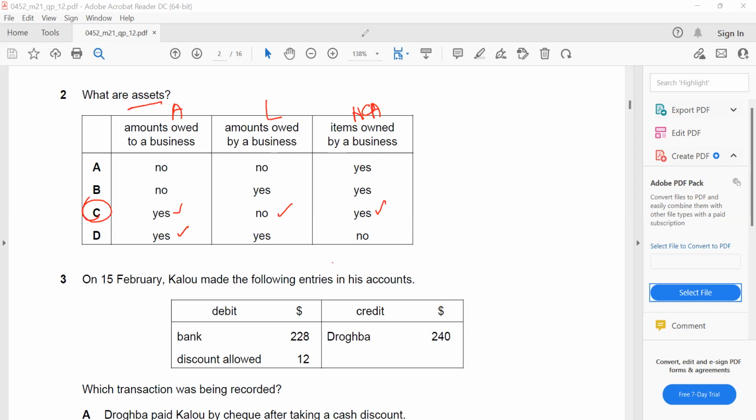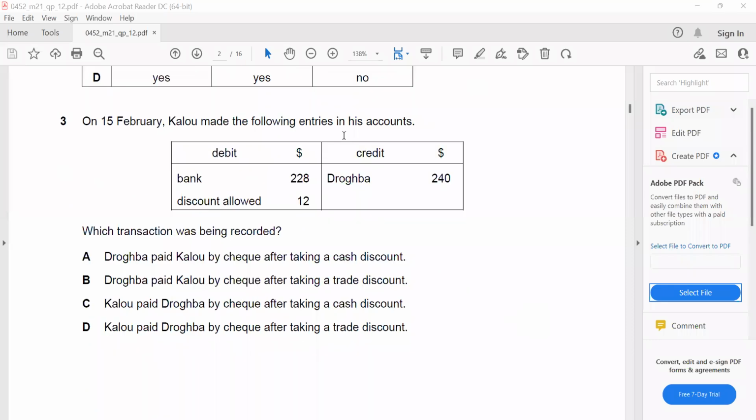Next, let's move on. Number 3. On 15 February, Carlo made the following entry in his account: debit bank, discount allowed, drawings. This shows that discount allowed is an expense. Which transaction was being recorded? Dokla paid Carlo by cheque after taking a cash discount. Standing from Carlo's point of view, who received money? Carlo received money, and received money is on the debit side.